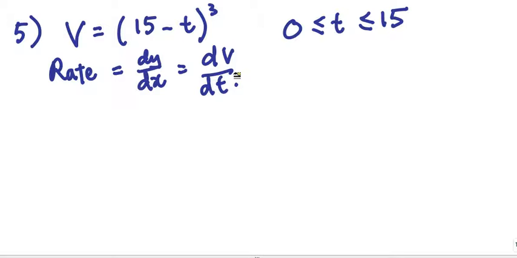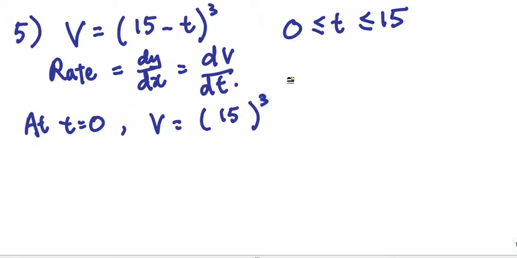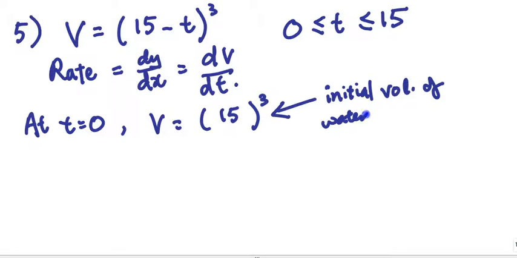But before we do that, just so that you understand what's going on here, even though this is not asked in the question, I just want you to figure out, at t equals 0, can you tell me what is v? If you put t equals 0, you find that v is actually equal to 15 cubed. So this represents the initial volume of water in the tank, because at t equals 0 is when the time hasn't started. So this is really the initial volume of water.